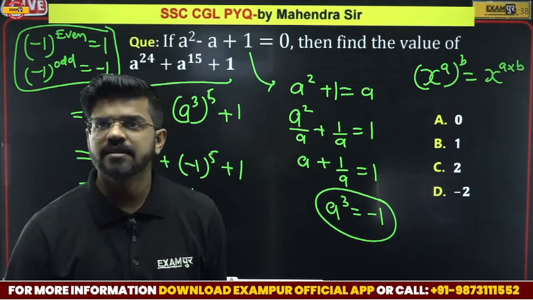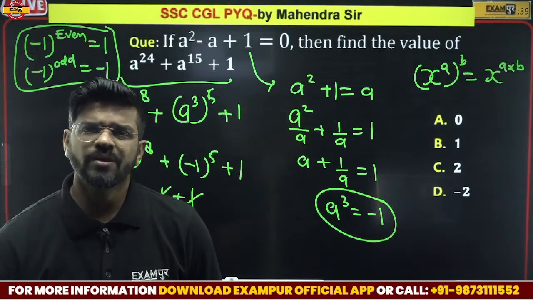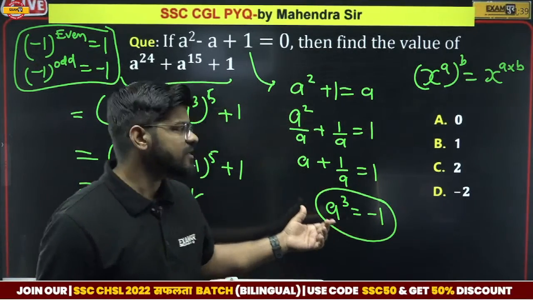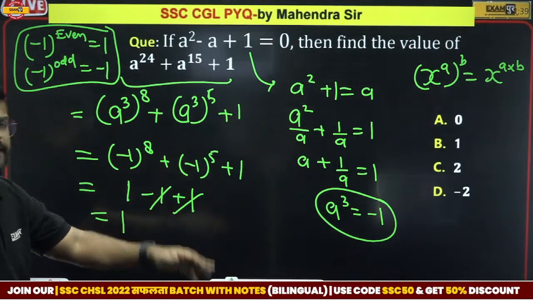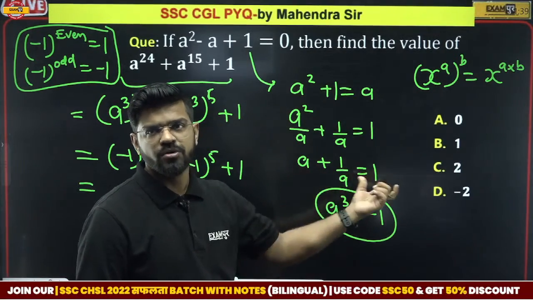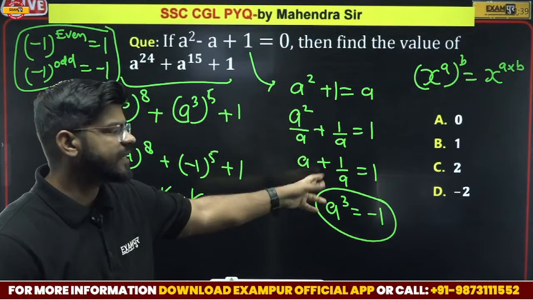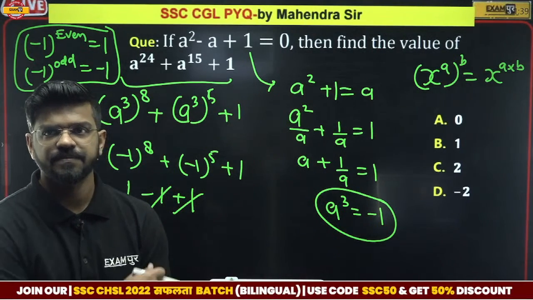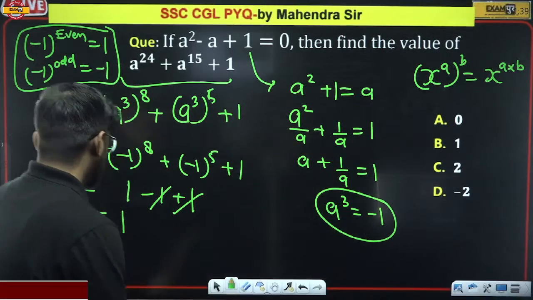One is my answer. Sir, a cube is equal to minus 1, how? You can directly learn that. Otherwise you have to calculate it. Nothing but you can just cube both sides and you will get the answer. Clear, Kirti? Just remember some of the conditions.